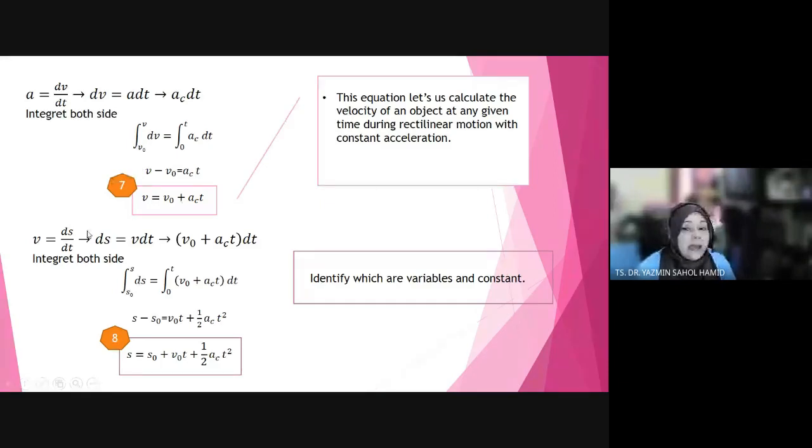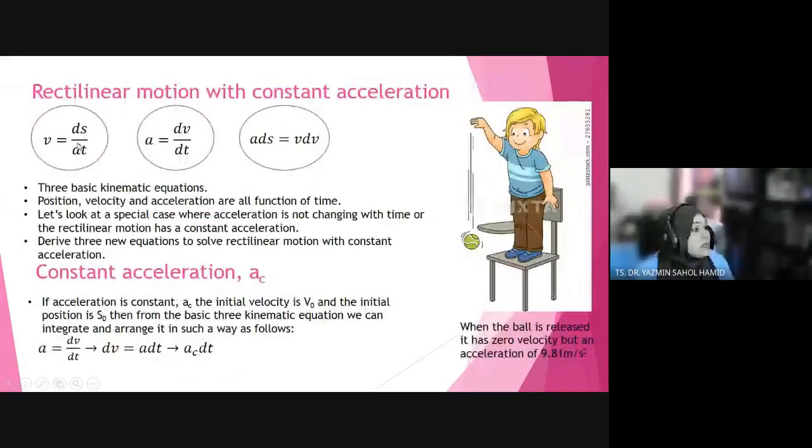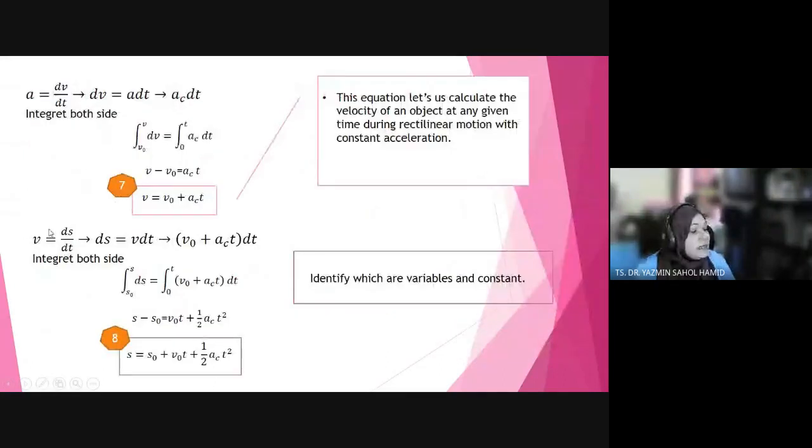The second formula comes from this formula here, which is v equals ds over dt. Now let's derive it. v equals ds over dt. The same thing, we bring dt beside v, so it will be ds equals v dt. We know the value of v, which is v naught plus a_c t, which comes from the formula above. So we just replace that.